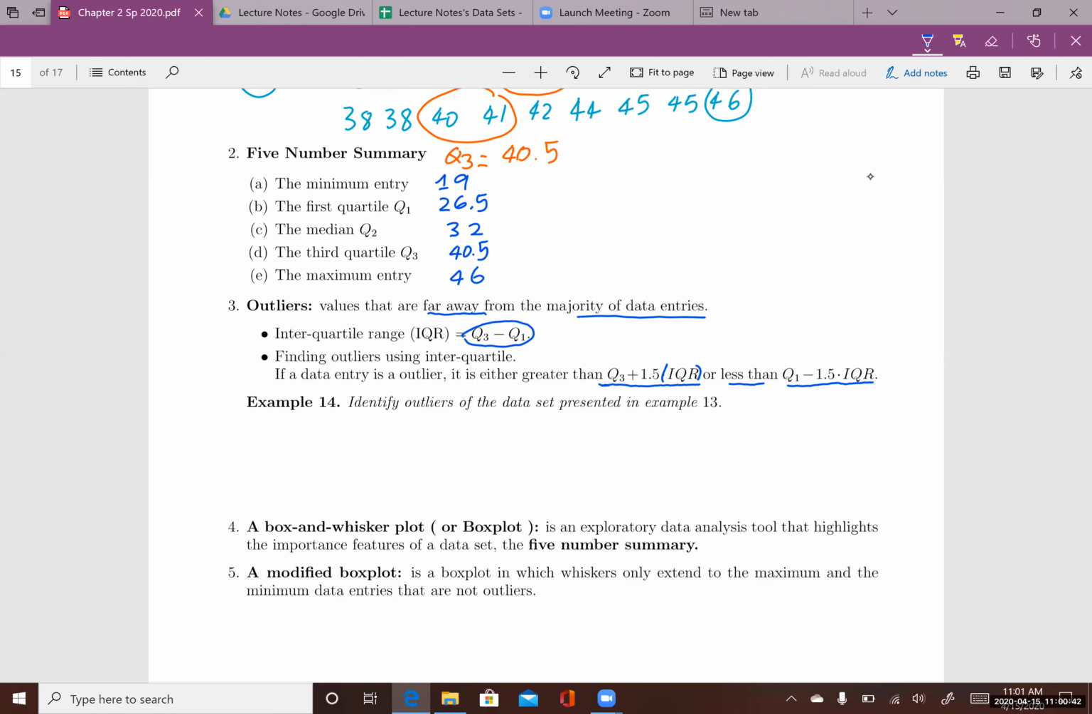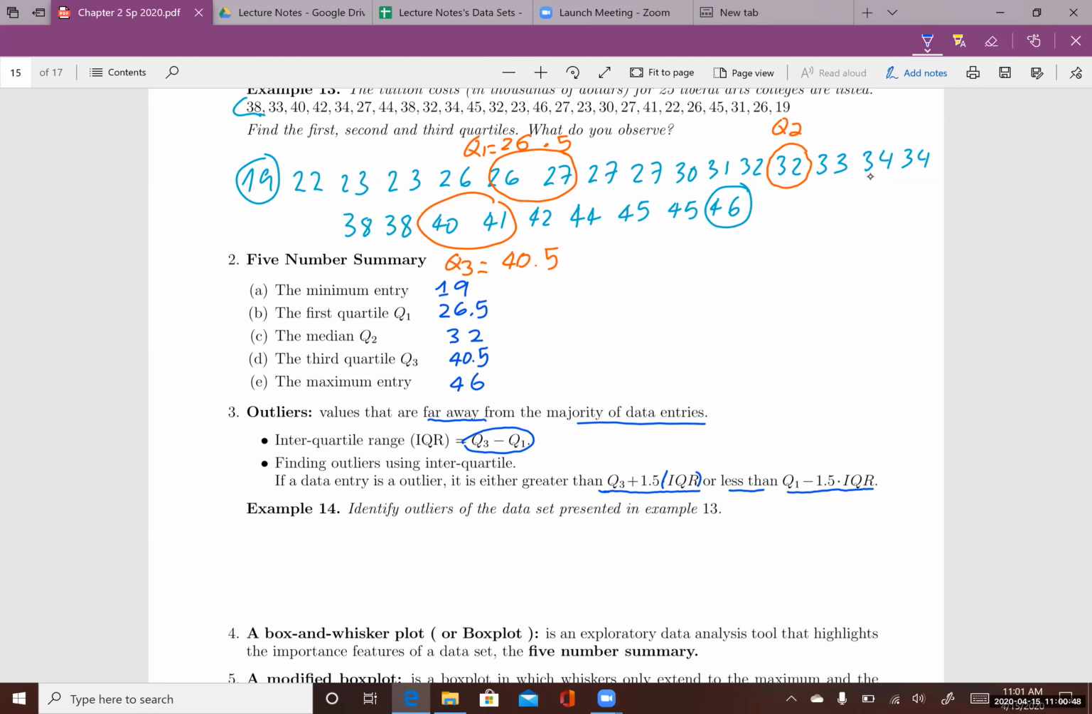So let's use the data in the previous example to see if there are any outliers in this data set. Again, we want to find the IQR, which is just Q3 minus Q1, which is 40.5 minus 26.5, which gives you 14.